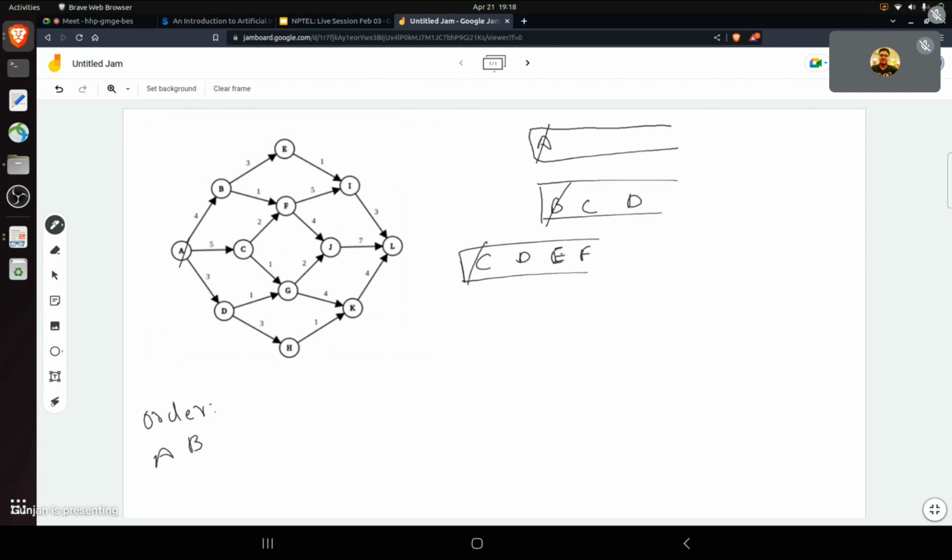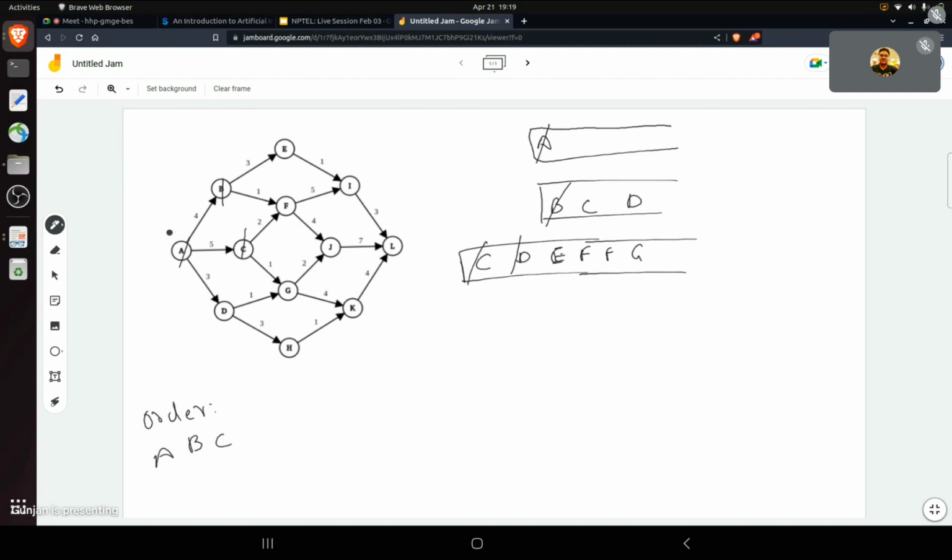Then we pop C and add the children of C to the queue. What are the children of C? Children of C are F and G. But F is already in the queue and we are not doing duplicate checking, so we will add F again. So C is popped and F and G are added. So A is visited, B is visited, C is visited.